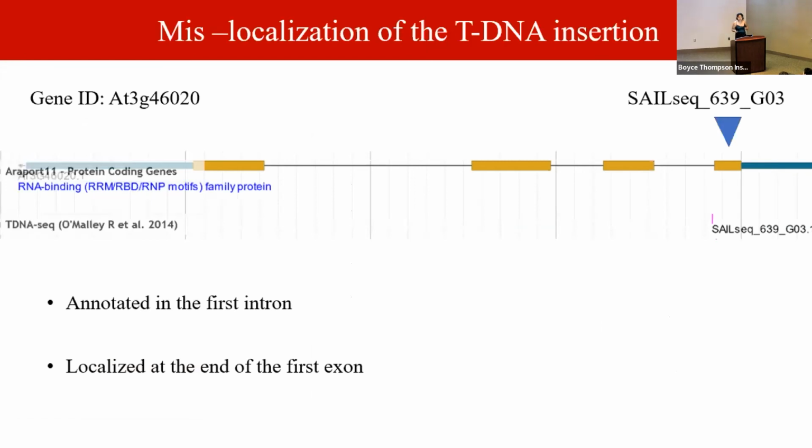After all groups are genotyped, the homozygous mutant individuals were prepped and sent for Sanger sequencing to localize the tDNA insertion. In the example of this cell tDNA population, we found that the insertion was actually misannotated to be in the first intron. Through our sequencing, we localized it to be at the end of the first exon.